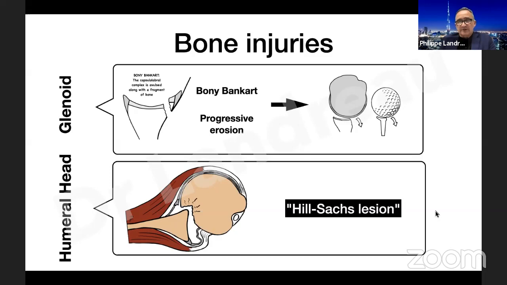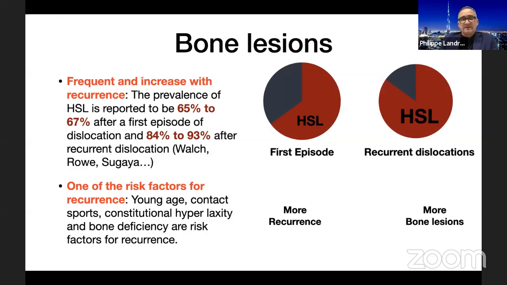If you look at the bone lesions, it's impressive how important they are, and we probably underestimated this in the past. They are frequent and they increase with the recurrence. The prevalence of a Hill-Sachs lesion, for example, is reported to be 65% to 67% after a first episode of dislocation in the literature. But when we talk about recurrent dislocation, it can be 84 to 93%.